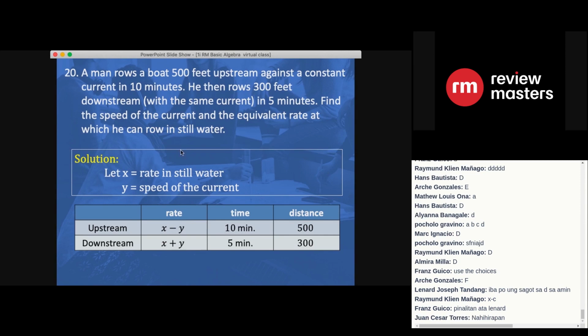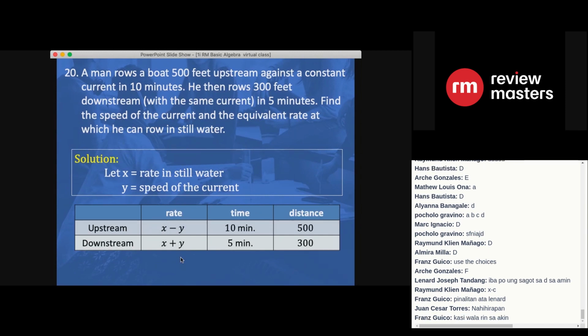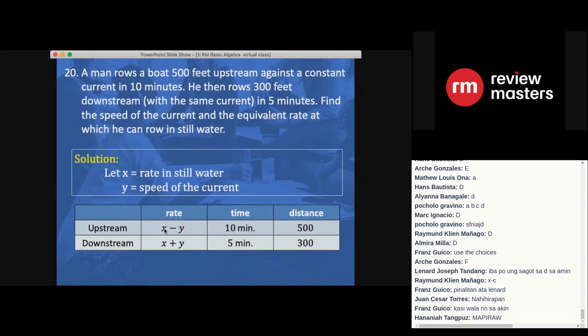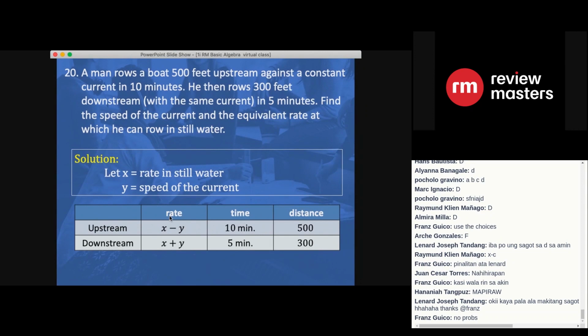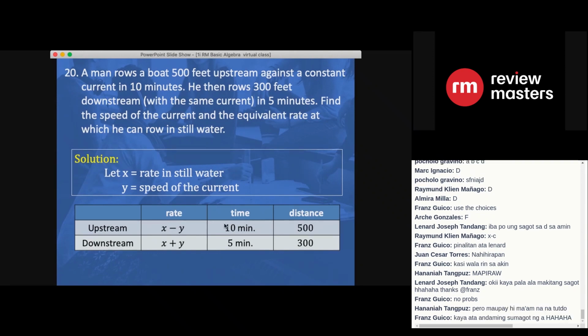Pag ikaw ay downstream, mabilis ka kasi tinutulungan ka, yung iyong rate tinutulungan pababa nung rate nung current. Okay. So we have here upstream. Ang rate niya is rate ng still water minus the rate of the current o speed of the current. So ibig sabihin, mas mabagal ka. Kasi ang rate mo ay minus mo yung speed of the current. Given time is 10 minutes and the distance covered upstream is 500.